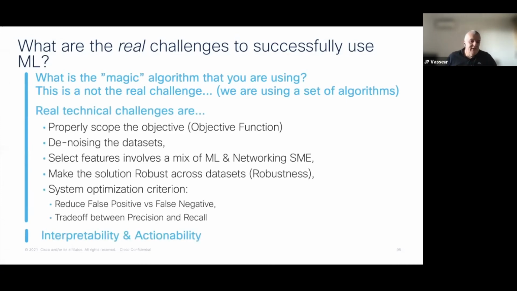Just a few things that I wanted to say. If you look back, what are the real challenges? Usually the one question I have is, what is the algorithm that you guys are using? And I don't think this is a real challenge. Of course, you need to understand the algorithmic part. You need to be aware of the math behind the scenes. This is very important. But the real technical challenges are to define the objective function, and even what is a false positive or a true positive.